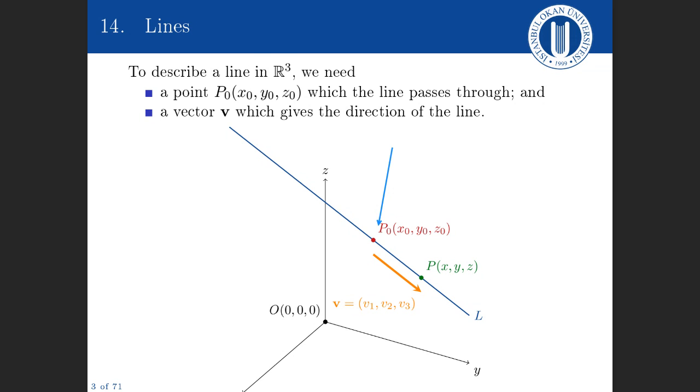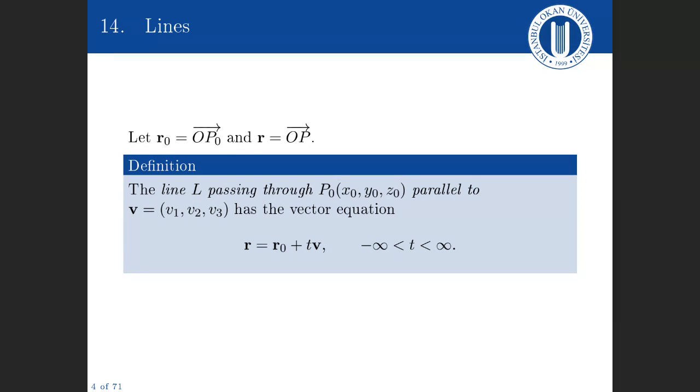Then any other point on the line, let's say the point P, must be equal to the point P0 plus some multiple of V. So the definition is that the line L, passing through the point P0, parallel to the vector V, has the vector equation R is equal to R0 plus TV, where R is the vector from 0 to P, and R0 is the vector from the origin to P0. And T is any number between minus infinity and infinity.